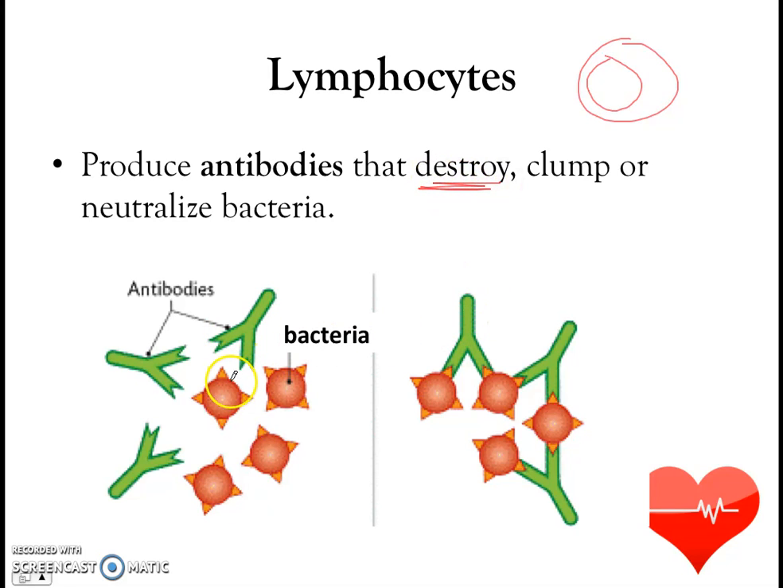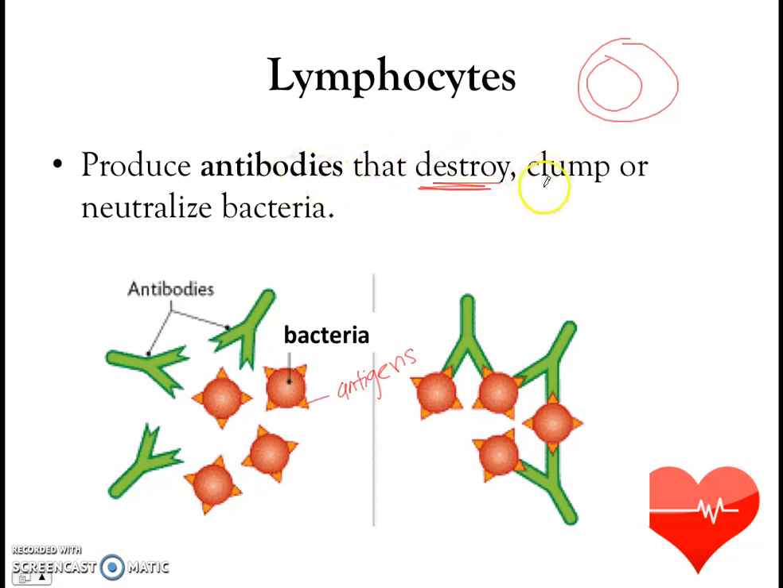Okay, so the antibodies can actually detect certain special proteins on the bacteria. Okay, the bacteria have special proteins called antigens on their surface. Kind of makes them recognizable. So the antibodies will recognize and they can bind to the bacteria and destroy them.